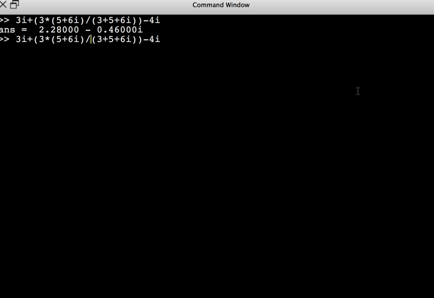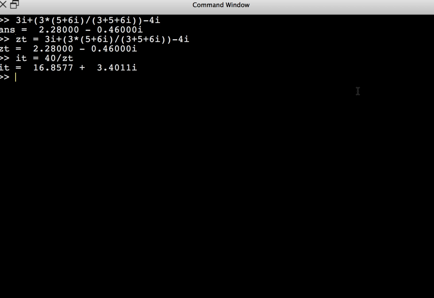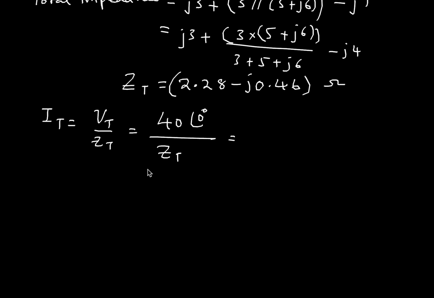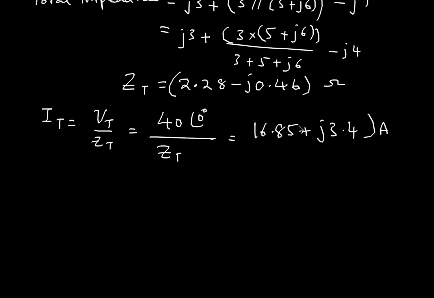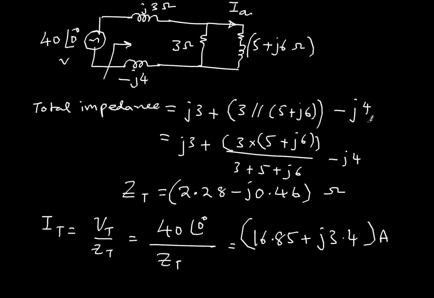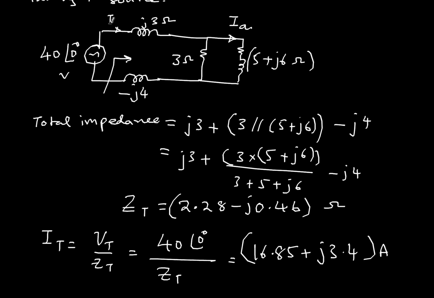So let's store this as ZT. So 40 divided by ZT. So this is my IT: 16.85 plus 3.4j. So I get 16.85 plus j3.4 something. So this is my current that is flowing from the main source. So the current IT comes here.